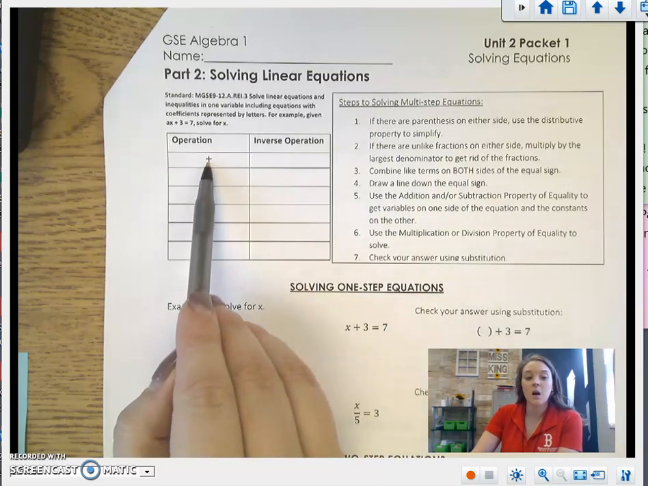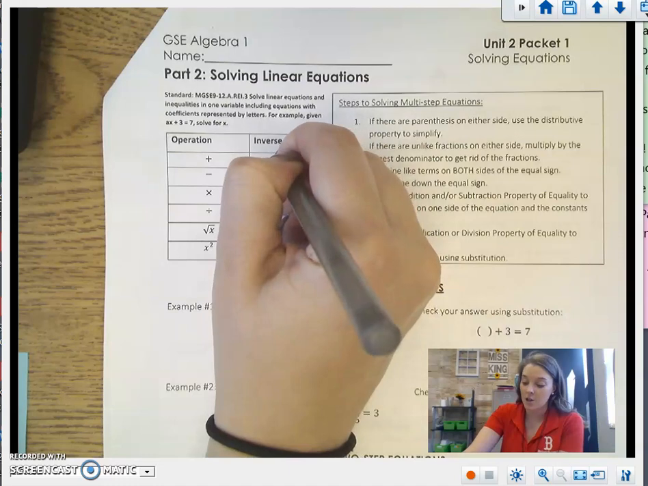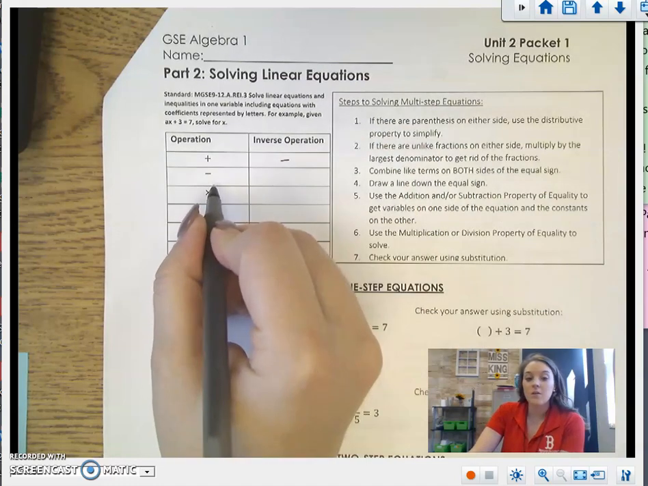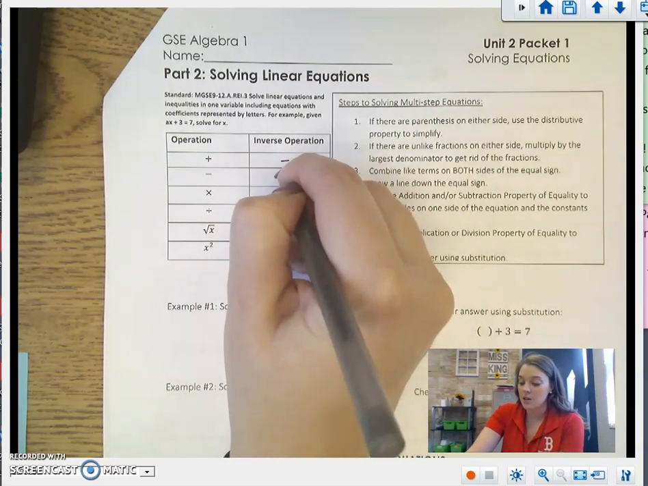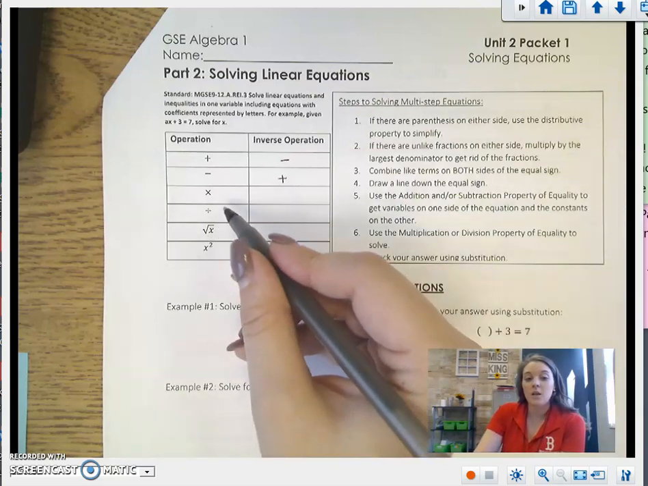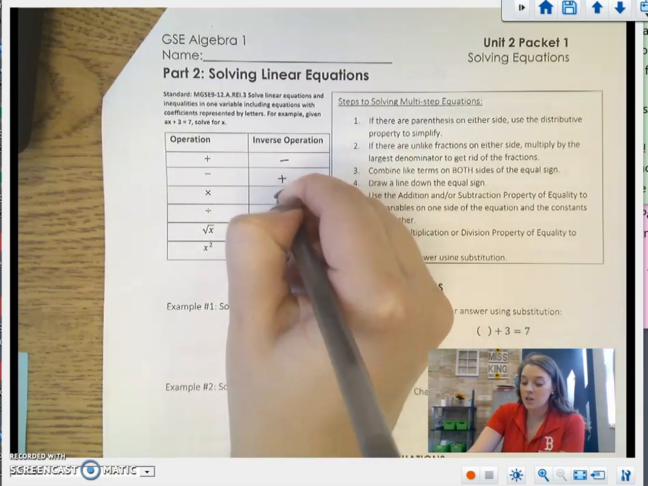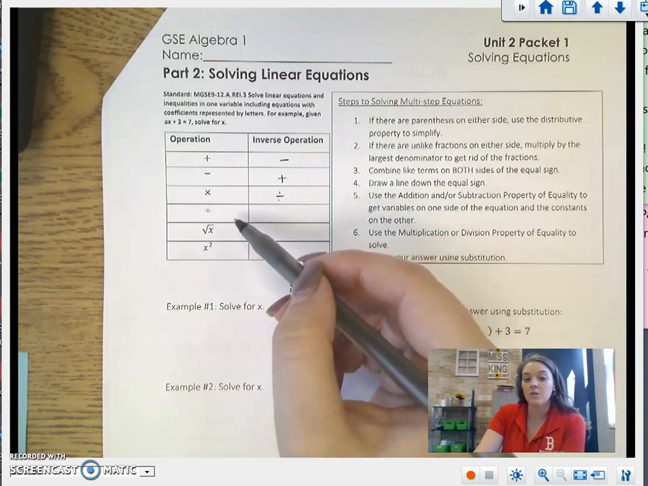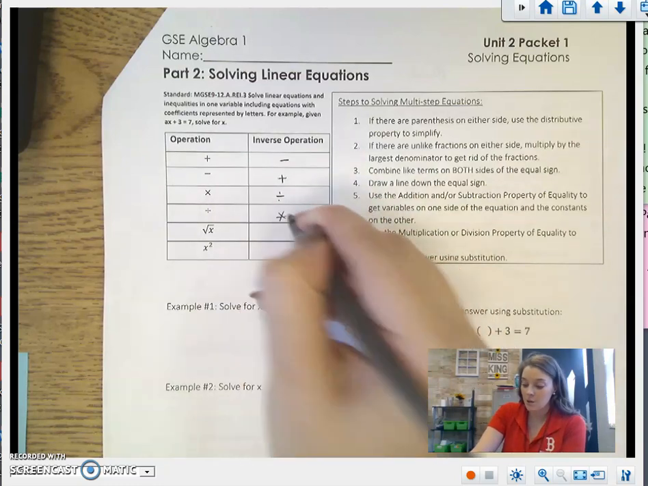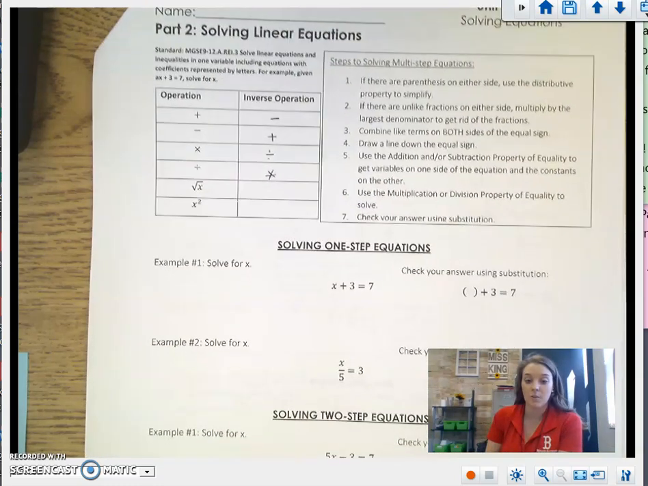So the inverse operation of addition is subtraction. The inverse operation of subtraction is addition. The inverse operation of multiplication is division. And the inverse operation of division is multiplication. So all of these you should know by now.